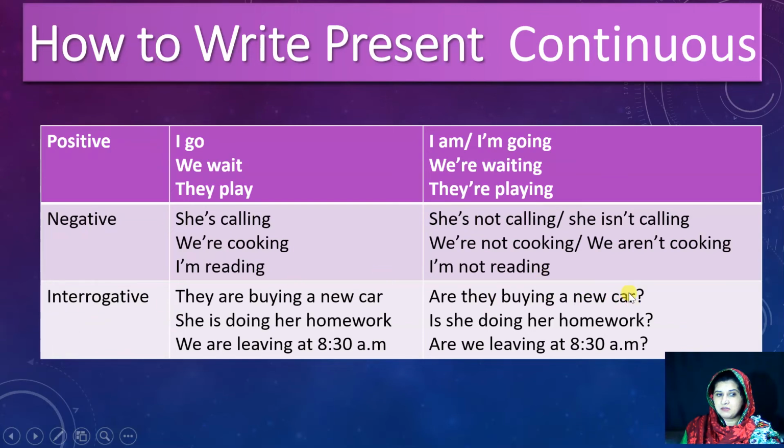Let's make some interrogative sentences. They are buying a new car. Are they buying a new car? Question mark. She is doing her homework. Is she doing her homework? Question mark. We are leaving at 8:30 a.m. Are we leaving at 8:30 a.m.?